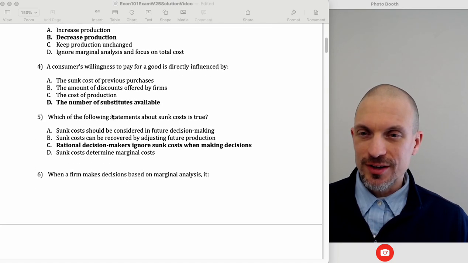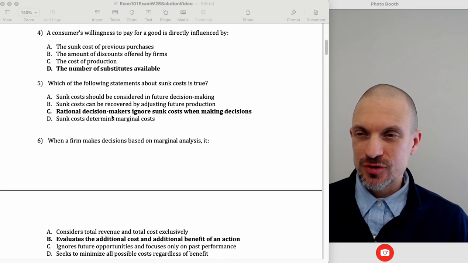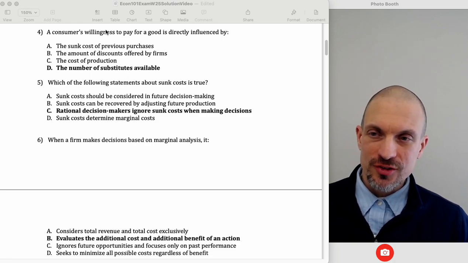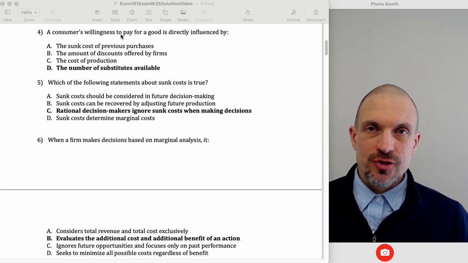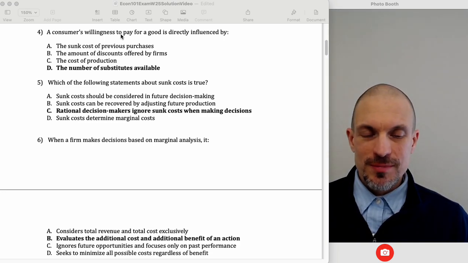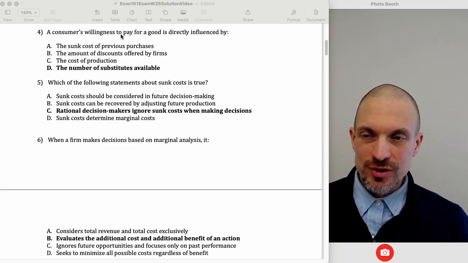A consumer's willingness to pay for a good is directly influenced by, okay, well, what's a willingness to pay? The willingness to pay is the most that you'd be willing to pay for whatever the item is. Sometimes it's called your reservation price, and this basically reflects how much you like that good.